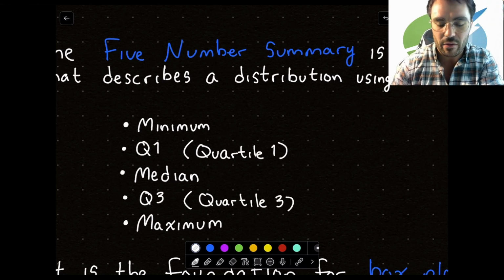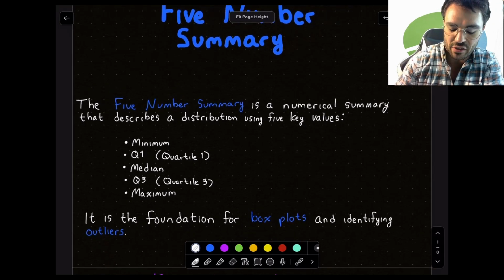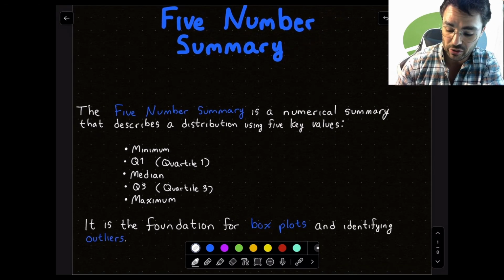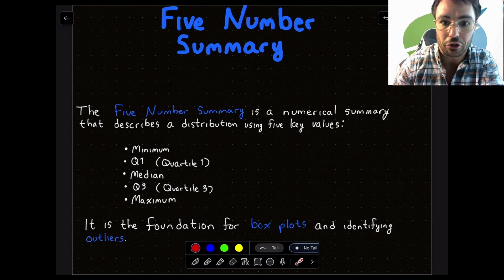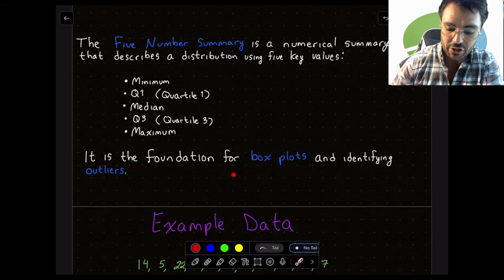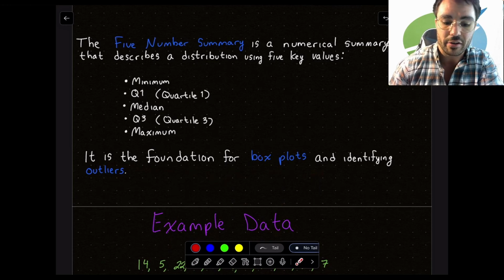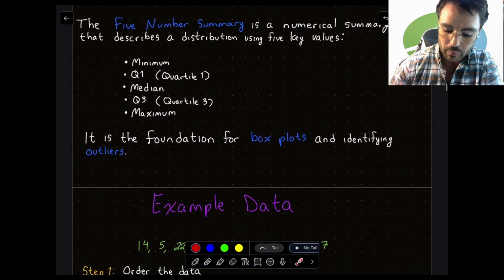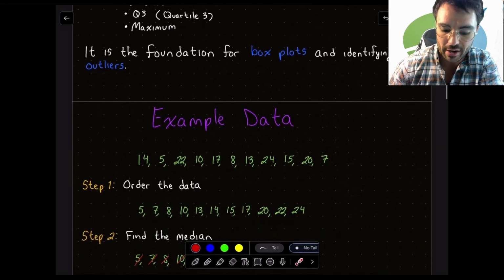We usually use shorthand for these things. If there's anything I've learned, it's that mathematicians are lazy and they don't like to write everything out, so they have abbreviations for literally everything. Anywho, Q1, Q3. Okay. It is the foundation for box plots and identifying outliers, again, as discussed in previous videos. All right, and let's take a look at an example.